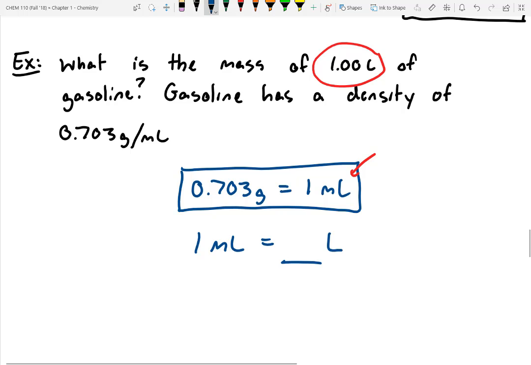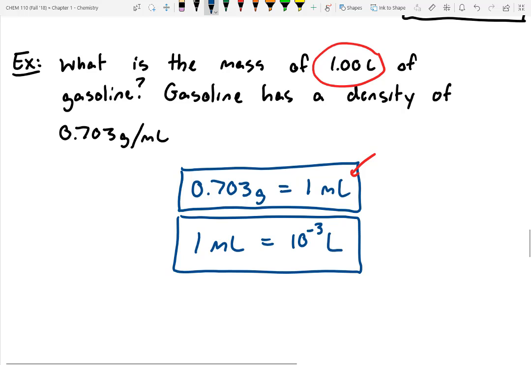Anybody want to throw out the number from the sheet? Yeah, 10 to the negative 3. If you go in that milli line, right, it says the exponential equivalent would be 10 to the negative 3. So now we've got both unit conversions. So really, density is another unit conversion that we can use in these problems. So now let's go ahead and try to set this one up. I'll give you a minute and then check with your neighbor.